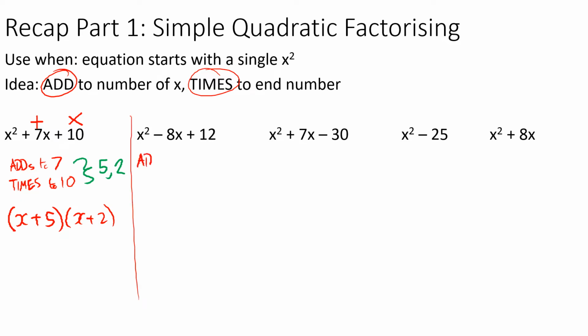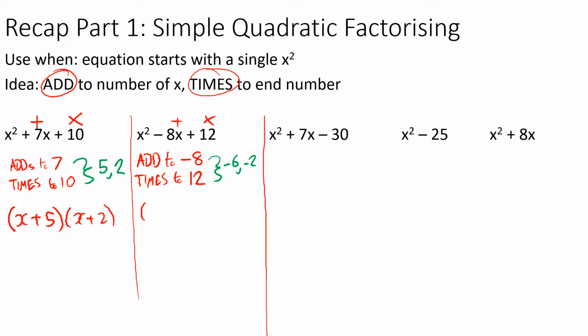What about this one here? Well, we want to add, wrong way around. We want to add to, and remember the sign, minus 8, and we want to times to 12. So the numbers that would do that, after a little bit of thinking, are minus 6 and minus 2. If you want to times and get a positive, they're either both negative or both positive. And so our factorising would be x minus 6 and x minus 2. What about the third one?